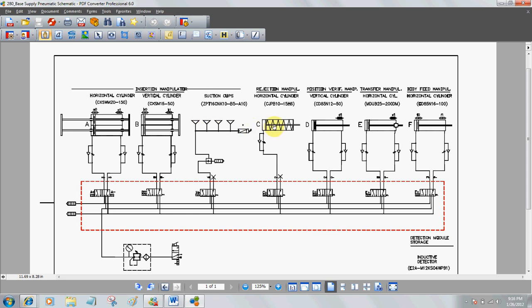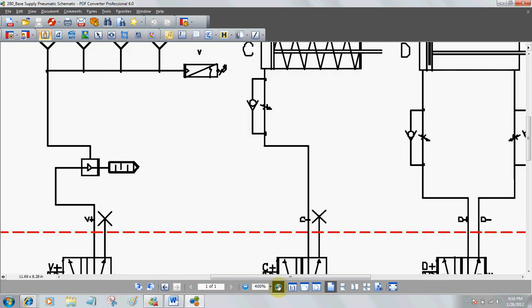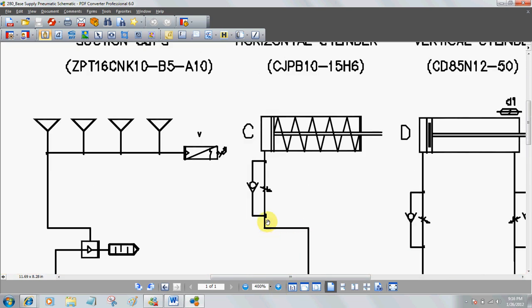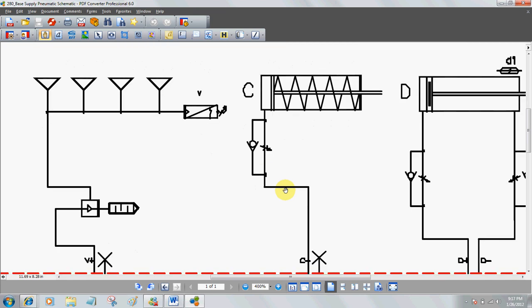Okay, let's look at this cylinder here a little bit closer. This is called a single acting cylinder because it only has one air supply. When we apply air here, the cylinder will extend. When we remove the air, the cylinder will then retract. Okay, let's look at it just a little bit closer. Here we have free flow coming in, cylinder extends, we remove the air, and the cylinder would then retract.